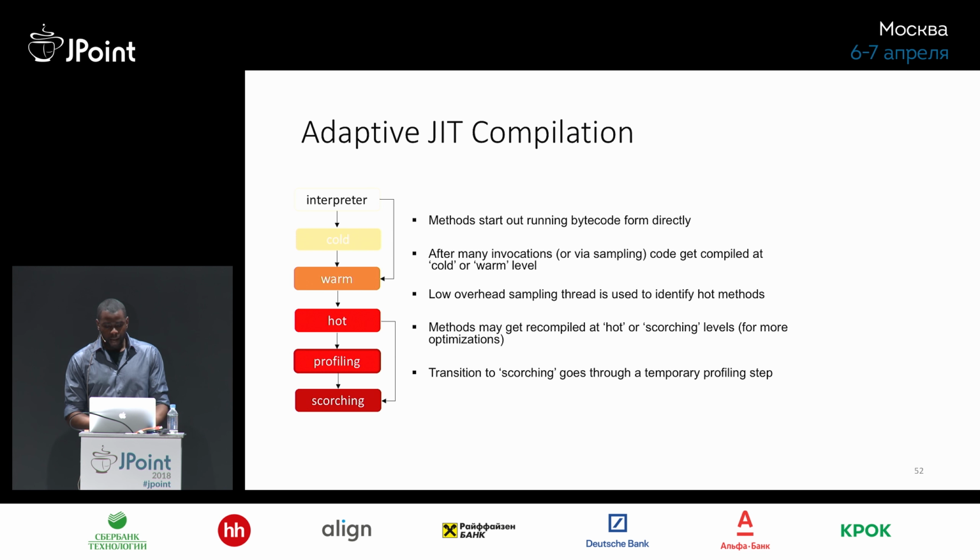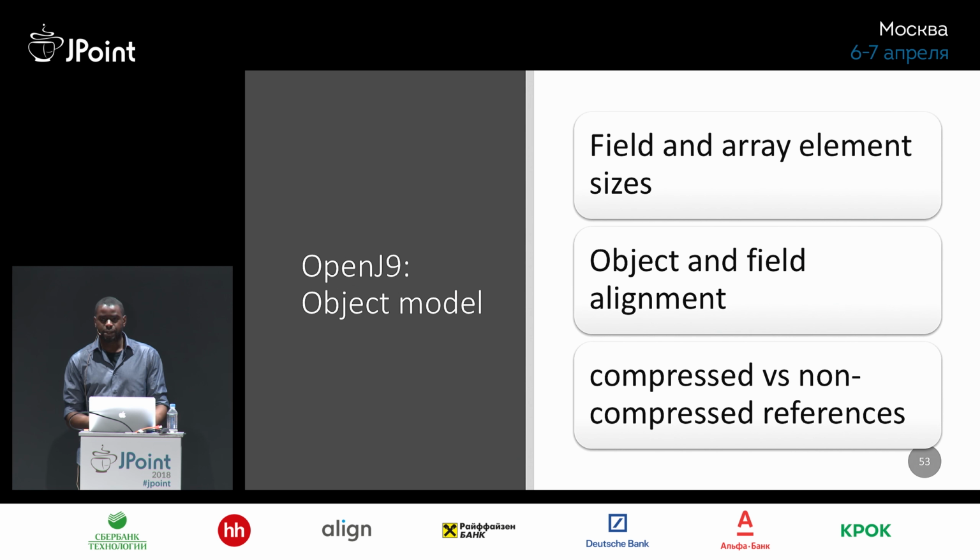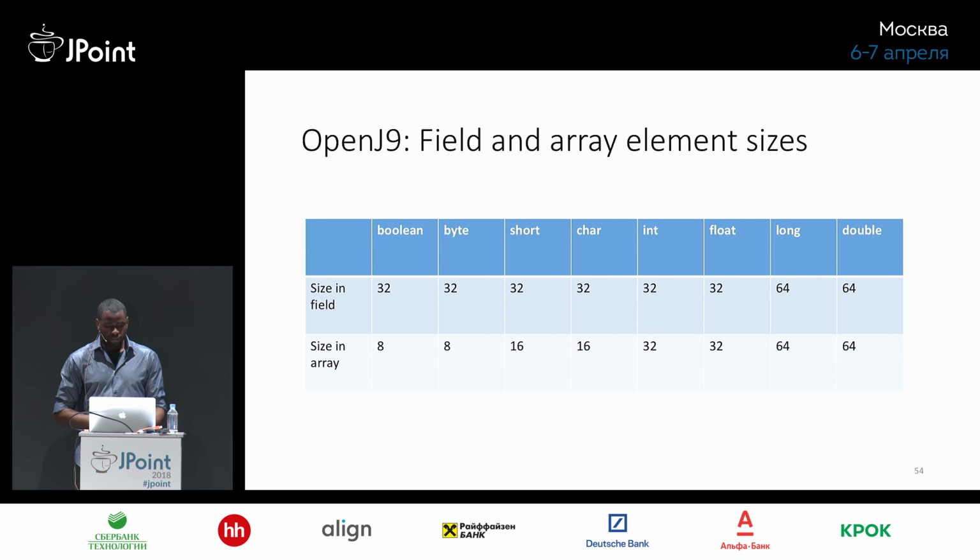So we've looked at how we run bytecodes. Now we'll take a look at objects. Different JVMs have different sizes and layouts for the same object. Things that tend to determine the size of an object are things like field and array element sizes, object and field alignment, the specific JVM mode, whether you're on 32-bit or 64-bit, and if you're using compressed refs or non-compressed refs.